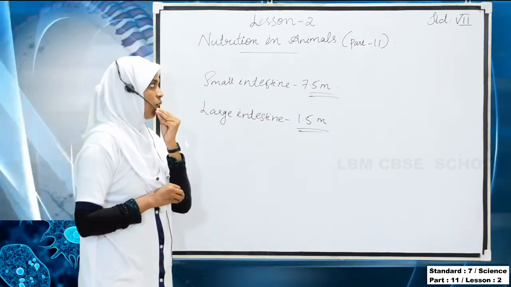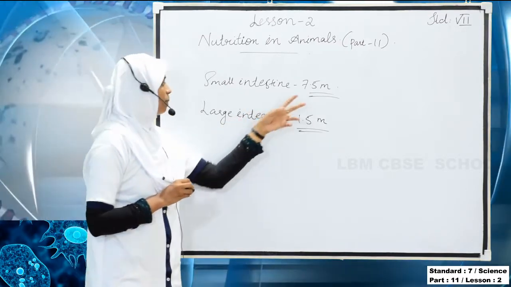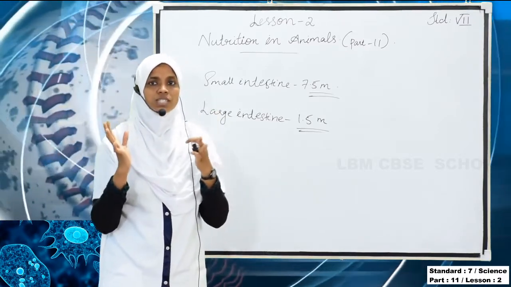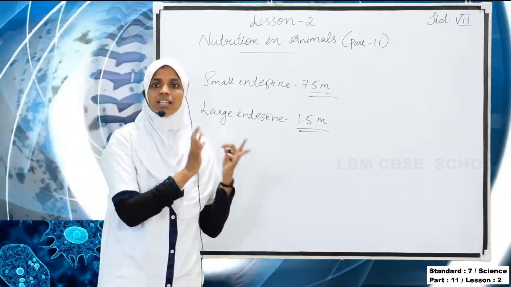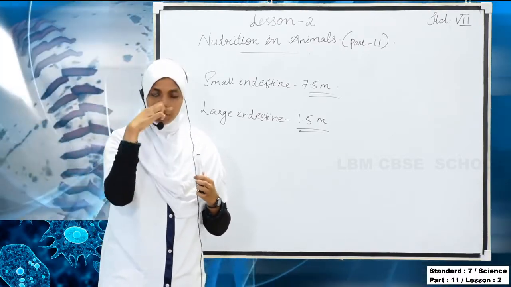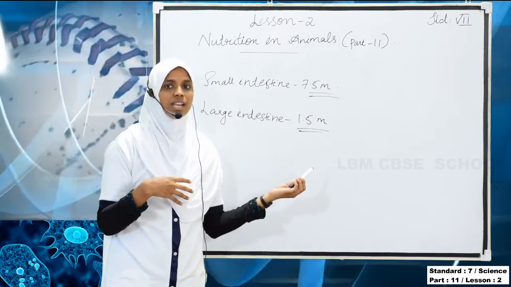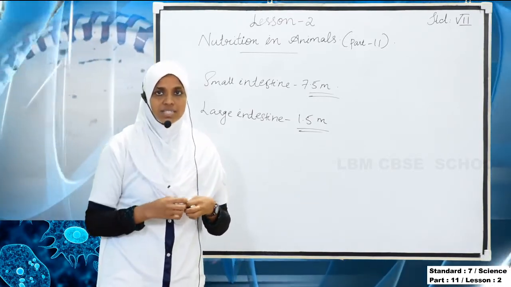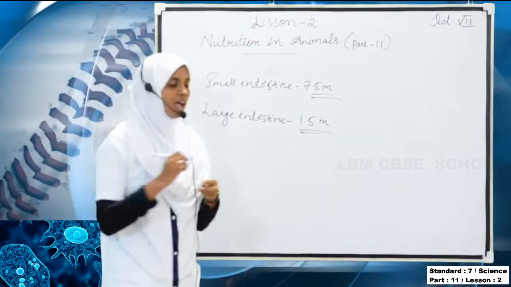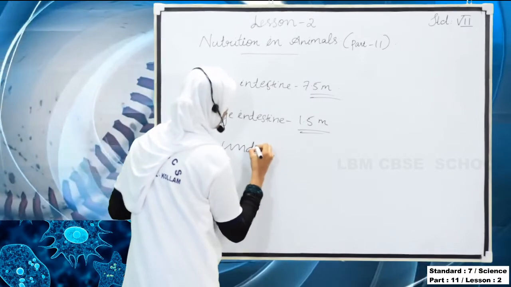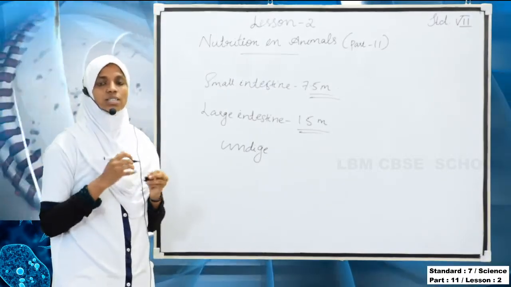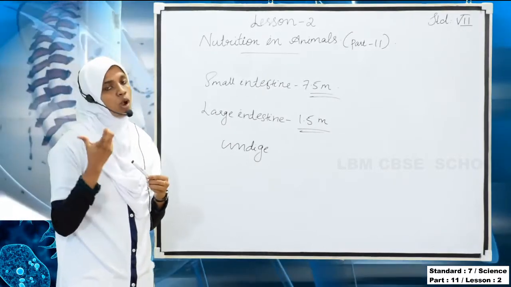The length of the small intestine is 7.5 meters and the large intestine is 1.5 meters. Almost all digestion is completed in the small intestine. And what goes to the large intestine? The undigested and unabsorbed food goes to the large intestine. So the digestion is almost completed in the small intestine.